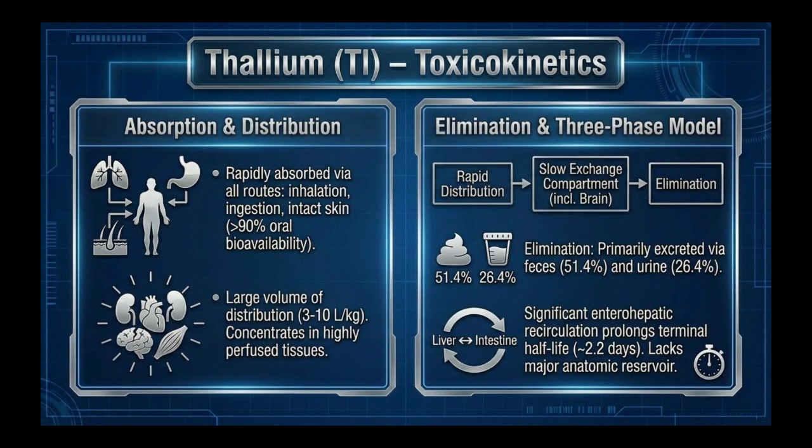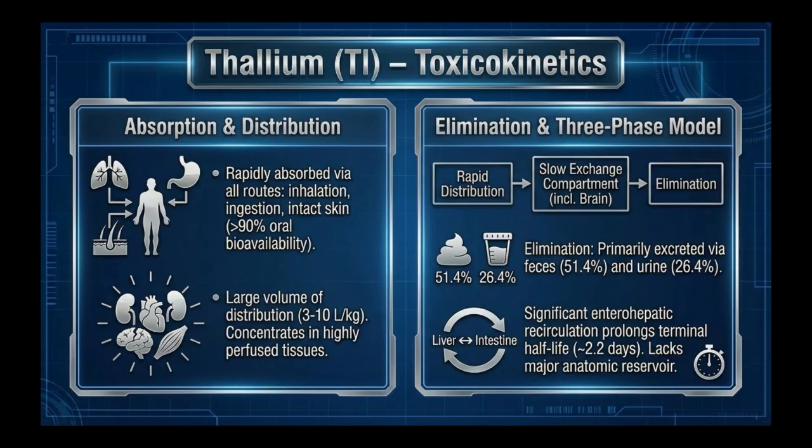toxicity. Thallium is quickly absorbed into the body through all routes of exposure, including inhalation, ingestion, and absorption through intact skin. The oral bioavailability of thallium exceeds 90%. Once absorbed, thallium rapidly redistributes within cells, demonstrating a large estimated volume of distribution ranging from 3 to 10 liters per kilogram. It tends to concentrate in highly perfused tissues such as the kidneys, liver, intestines, lungs, heart, brain, and muscles. In animal studies, the highest concentrations of thallium are often found in the kidney.